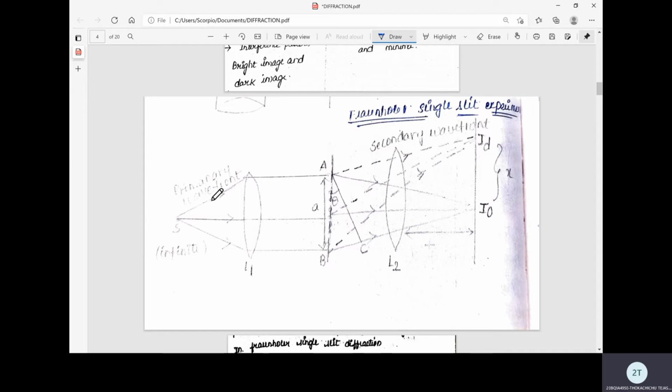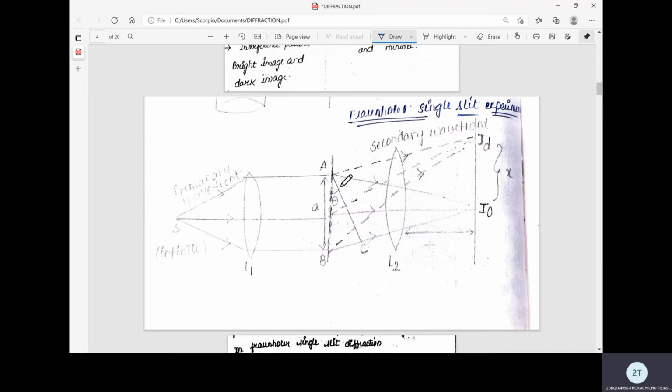From the light source, which is kept at an infinite distance, the light rays hit the lens L1, and after passing through the lens, they become parallel to each other in a straight line waveform. After passing through the slit AB, firstly, they follow the normal path according to the properties and form the original image I naught.